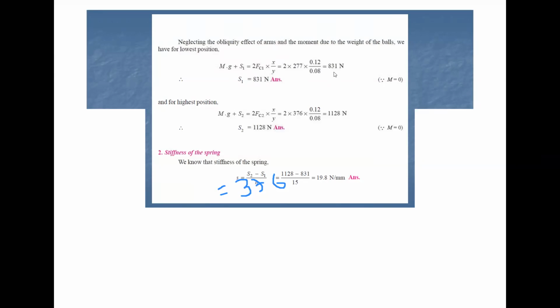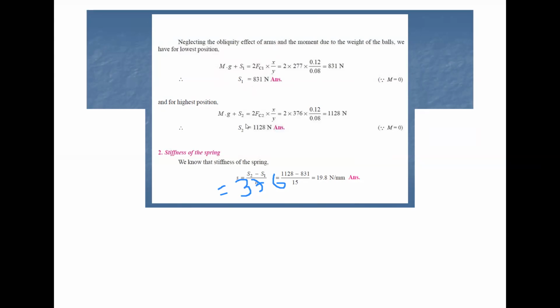And again, the sleeve weight is neglected here. Sleeve weight is 0. They may not mention the sleeve mass, so that is also taken to be 0. Then S1 equals how much? S1 equals 831 newtons, the spring force at the lowest position.